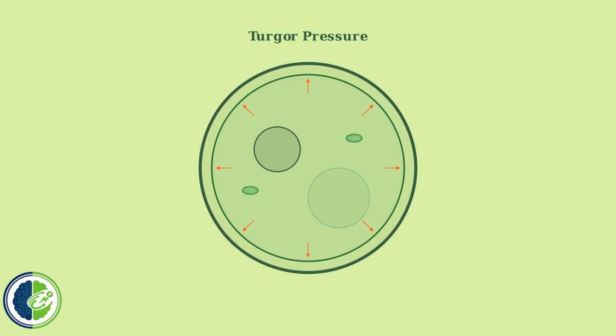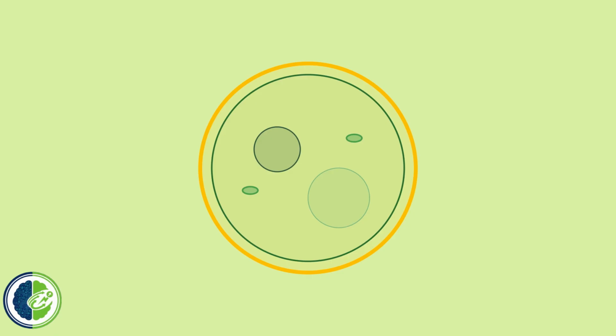The cell wall plays a crucial role in maintaining turgor pressure. When water enters the cell, it creates internal pressure that pushes against the rigid cell wall, keeping the plant firm and upright. Without the strong, rigid cell wall, plants would not be able to maintain their structure, grow tall, or survive in their environment. It is truly the foundation that supports all plant life.